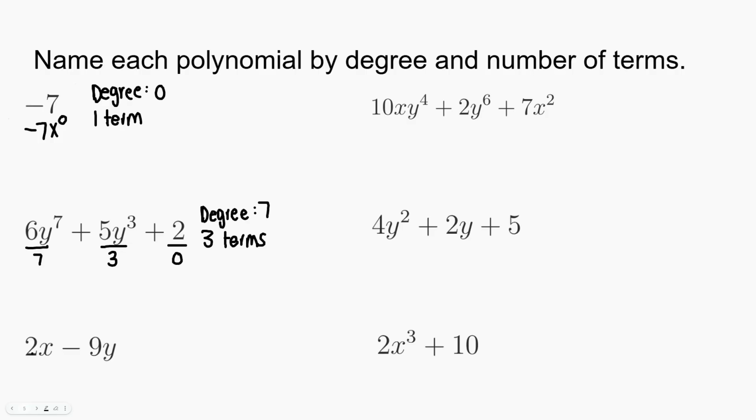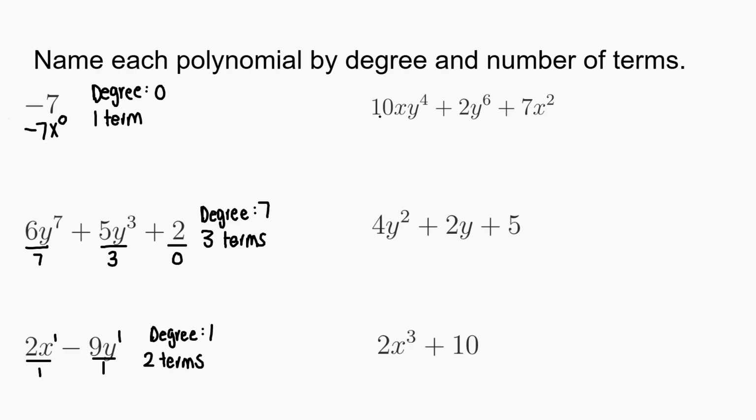What about this one? We have 2x minus 9y. This is basically a 1 here and a 1 here. So our degree for this one is 1. And our degree for this one is also 1. So our degree is going to be 1. And we have 2 terms.